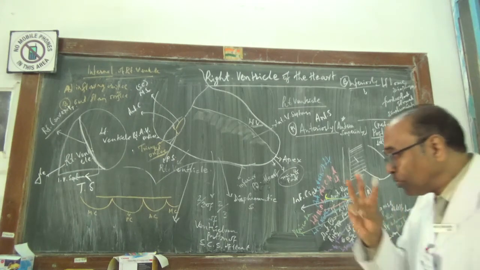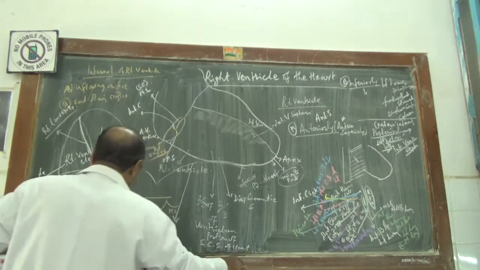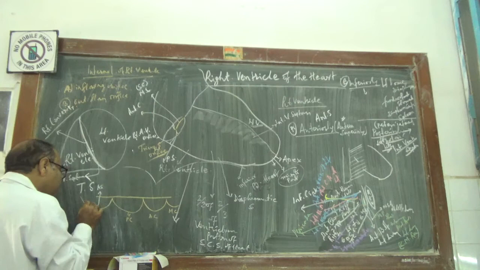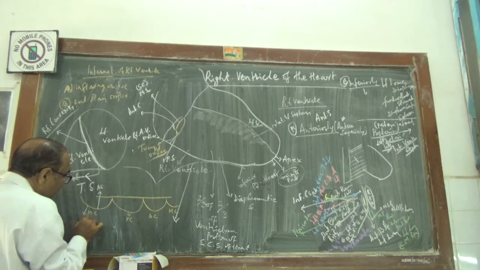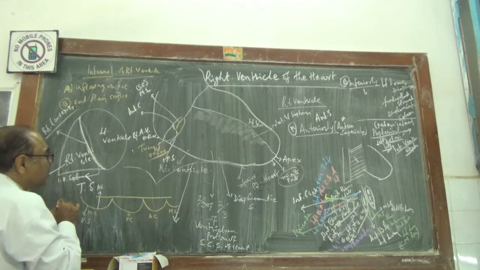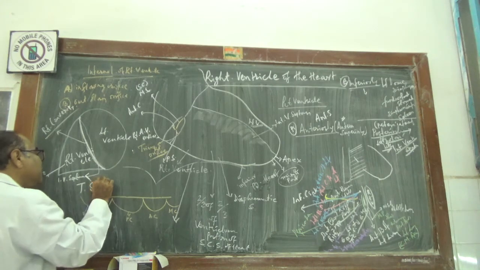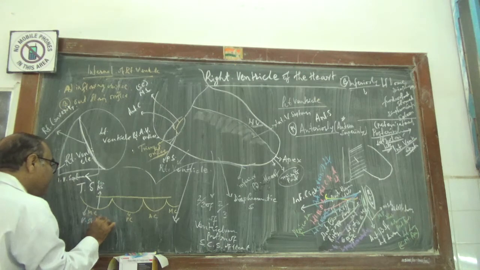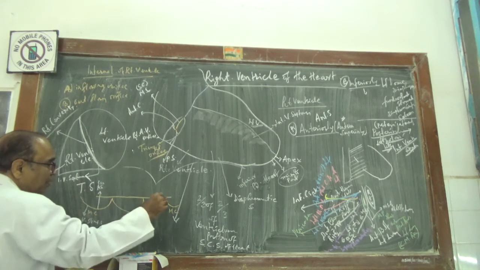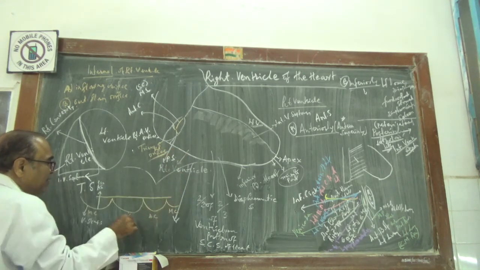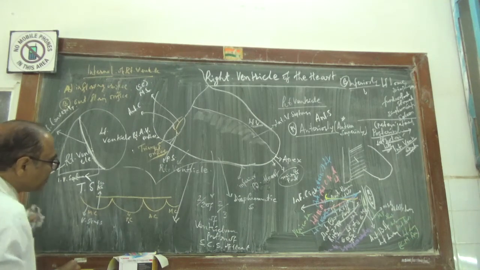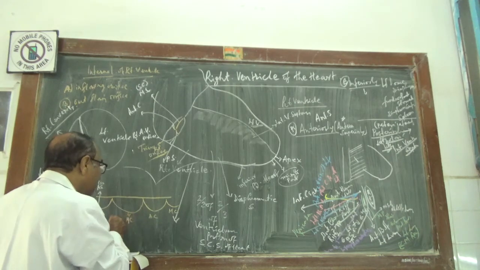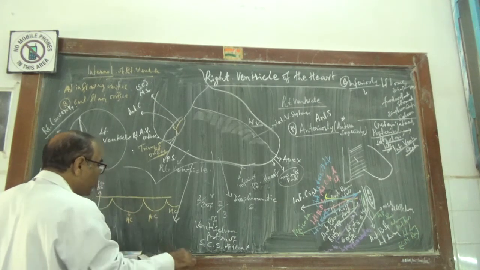But these cusps have two surfaces. This is the atrial surface, and this is the ventricular surface. Rather, it is called the superior surface and the inferior surface, for half of the medial cusp on one side, and the posterior and the anterior. So you can make this the anterior and this the posterior, no problem.